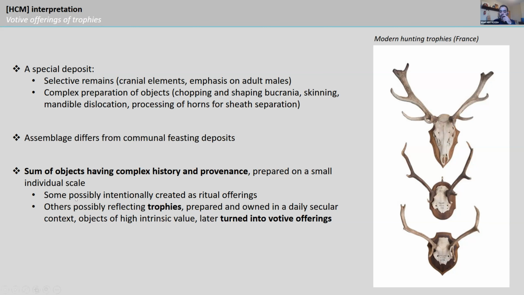The zooarchaeological study emphasized two essential aspects of this deposit. The first is the selectivity of the faunal remains, with a focus on cranial elements and adult males. The second is the complex preparation involved, resulting in the production of objects from the animal skulls, including chopping and shaping bucrania, skinning, mandible dislocation and removal, and the processing of horns for sheath separation from the bony core.